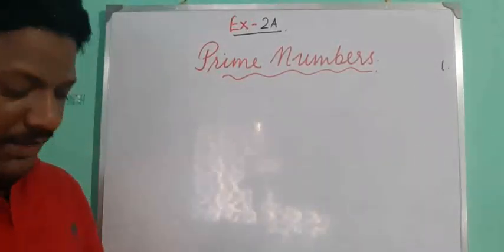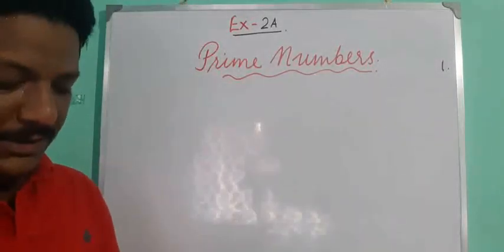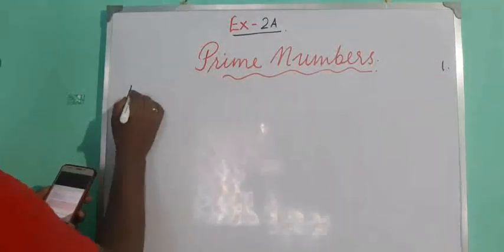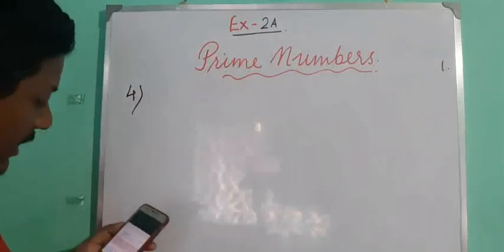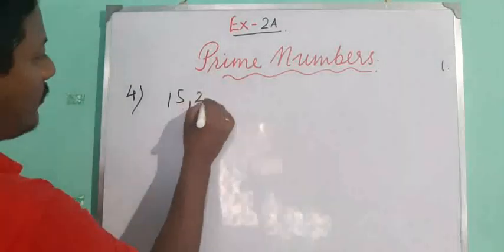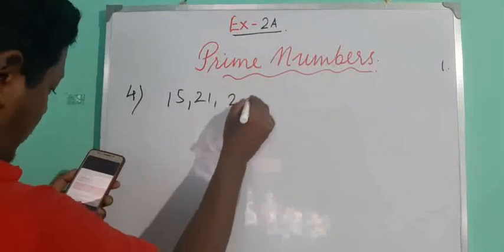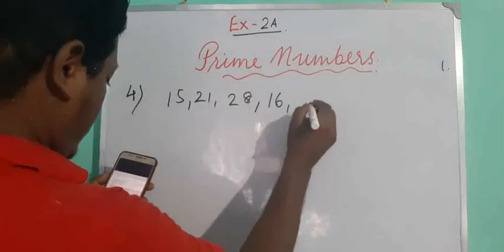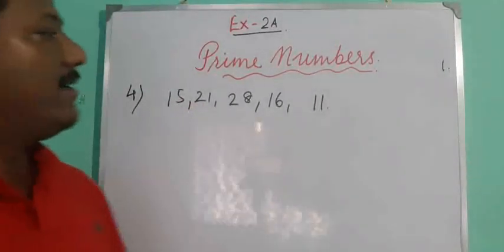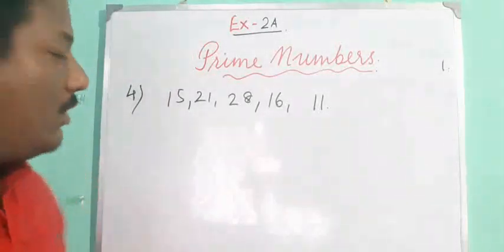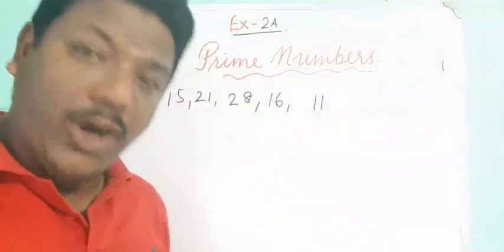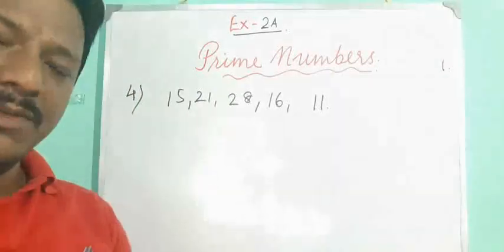Let's see question number 4, the last part. Question number 4 says, make pairs of the co-prime numbers from 15, 21, 28, 16 and 11. Okay, you have to make pairs. The pairs should be co-prime numbers. That means there shouldn't be any common factors.